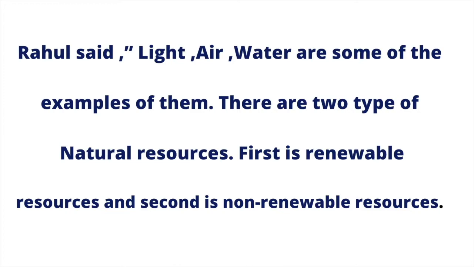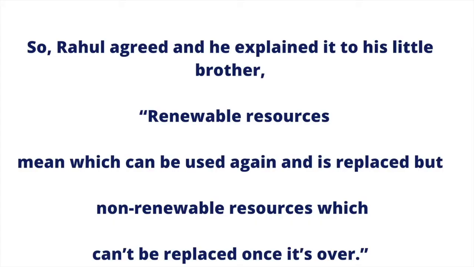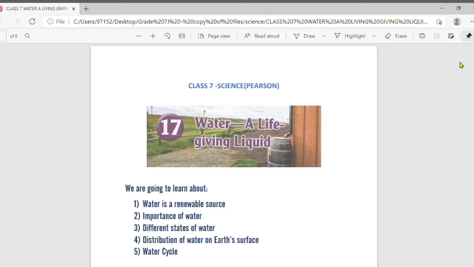Raj, who was in KG2, asked, "What is renewable resource?" Rahul told, "You won't understand, Raj." Father said, "Explain it to him, Rahul." So Rahul agreed and he explained it to his little brother. Renewable resources means which can be used again and again and is replaced. But non-renewable resources which can't be replaced once it's over.